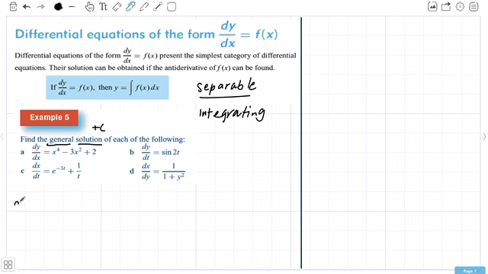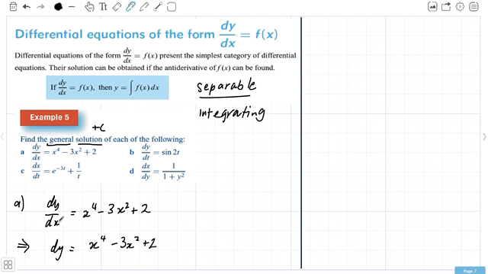If we have a look at the first one, a, we've got dy/dx equals x to the fourth minus 3x squared plus 2. What I'm going to do is move all of the x stuff onto one side of the equation and all of the y stuff onto the other. I can see that dy is already on the left side, so I don't have to worry about that. All the x stuff I'm going to move to the other side of the equation, including the dx. So all I've done is bring the dx up.